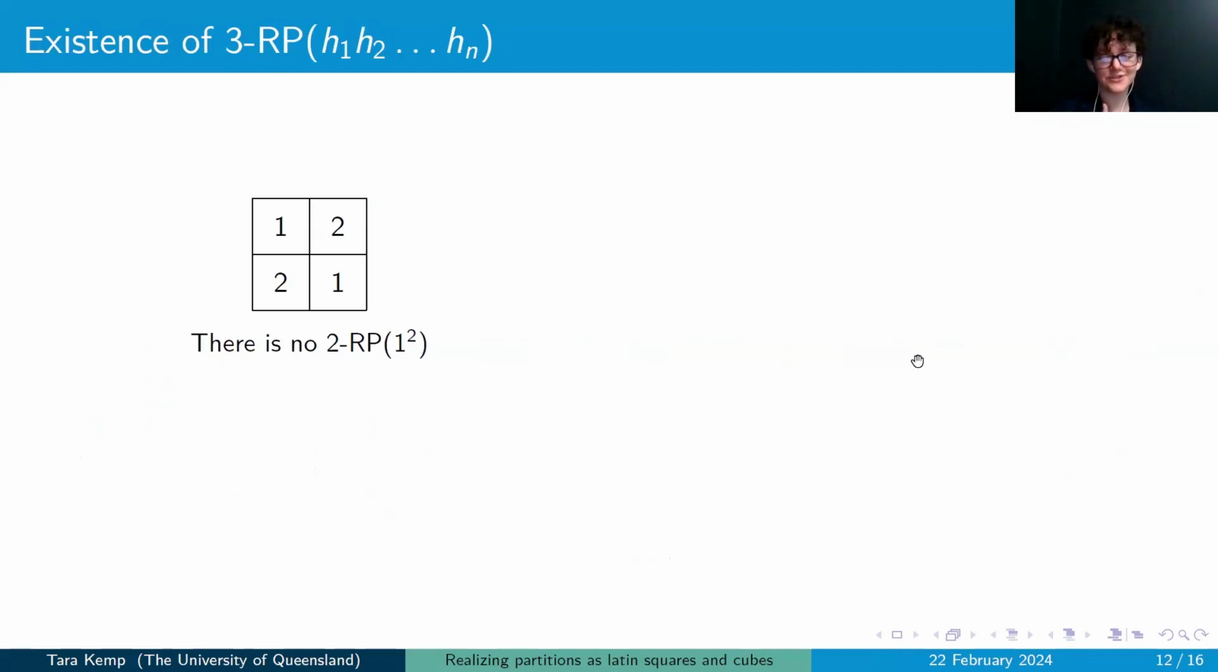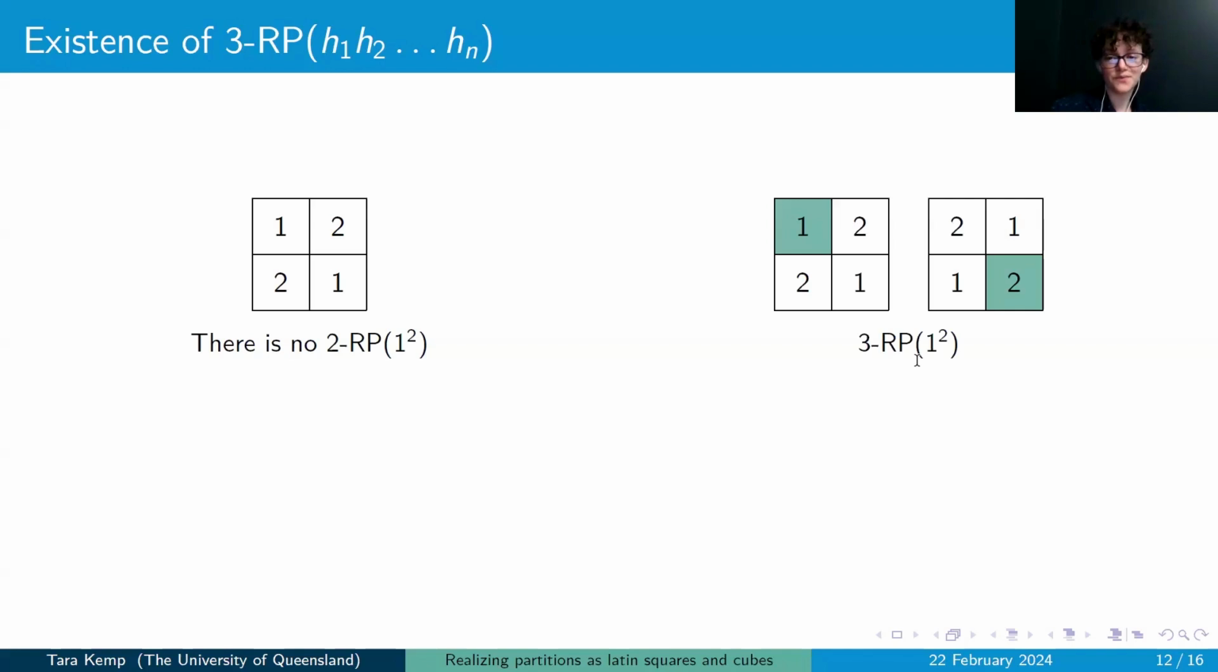The answer is actually yes. So if you remember, you can't realize 1, 1 in a square, but you can realize 1, 1 as a cube. So those 2 diagonal cells in a cube are now opposite symbols, and so it is a realization of 1, 1. So there are partitions which can be realized in a cube, which cannot be realized in a square.